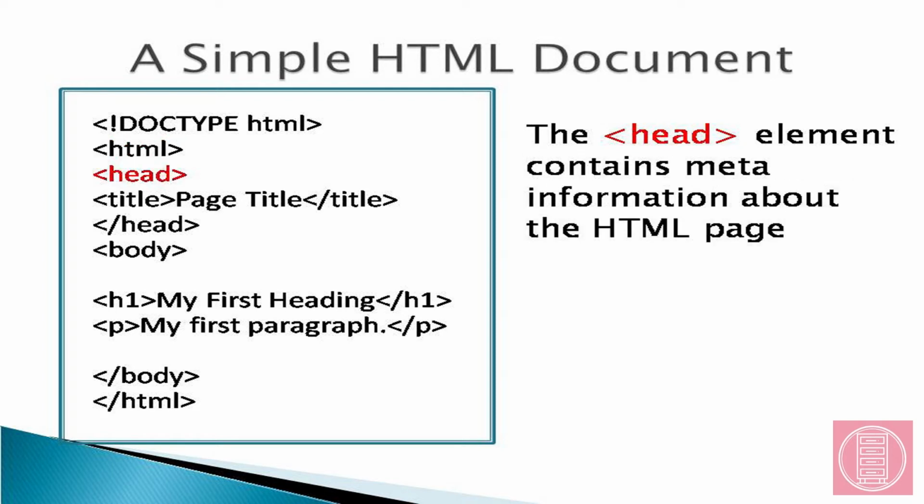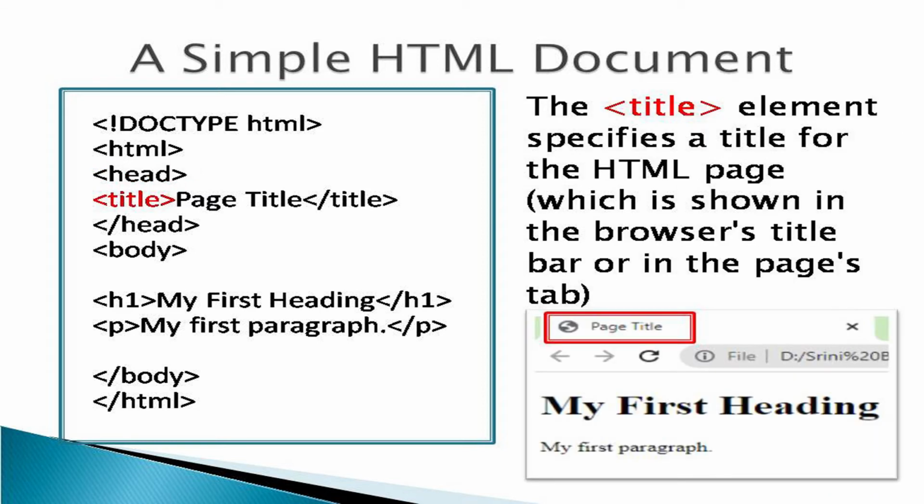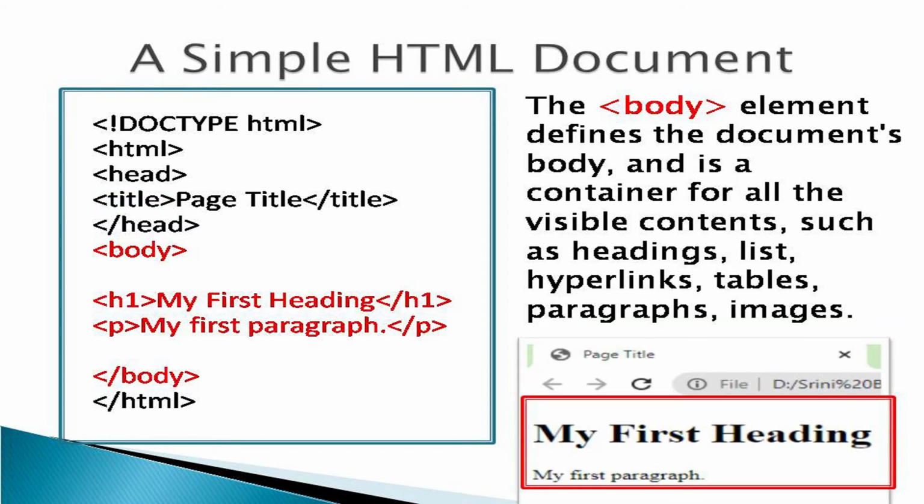The head tag element contains meta information about the HTML page. The title tag element specifies a title for the HTML page, which is shown in the browser's title bar or in the page's tab. The body tag element defines the document's body, and is a container for all the visible contents, such as headings, lists, paragraphs, images, hyperlinks, tables, etc.